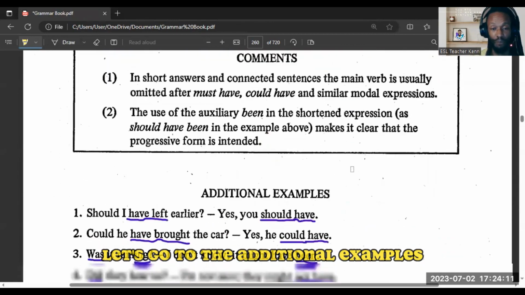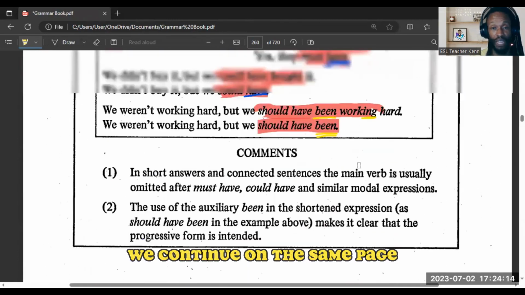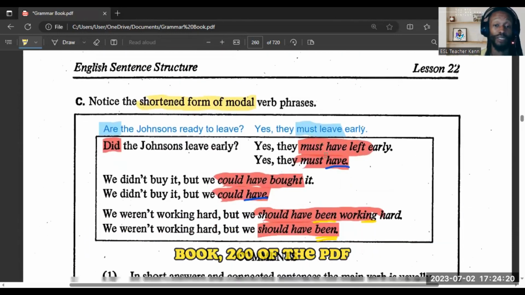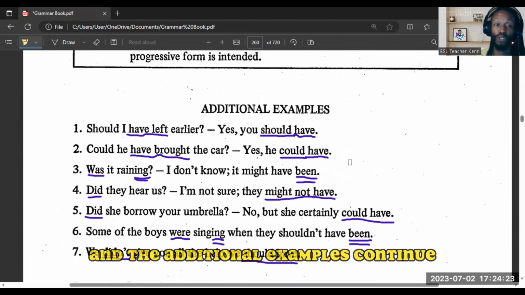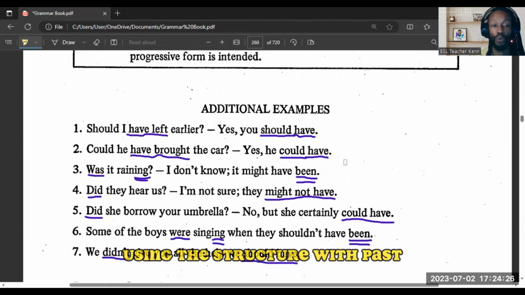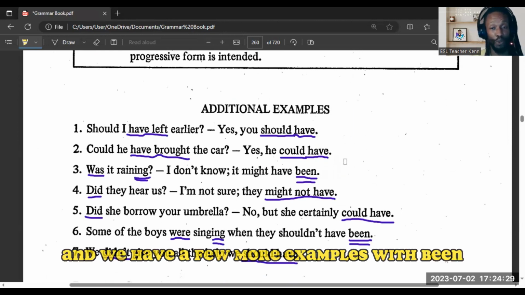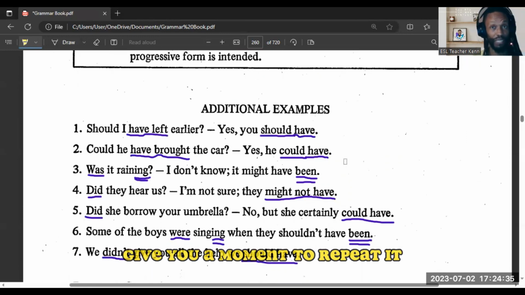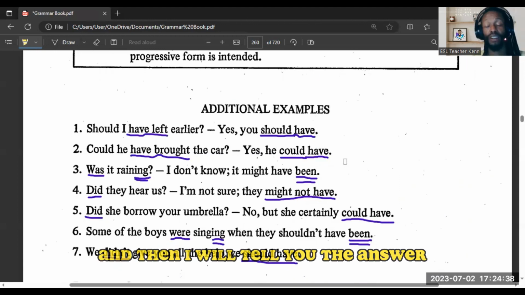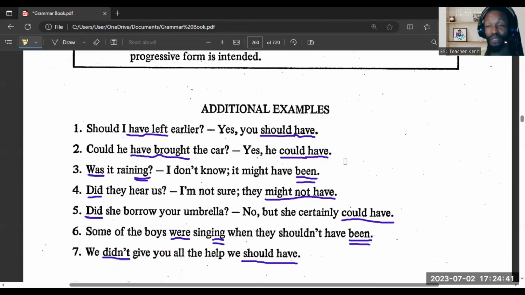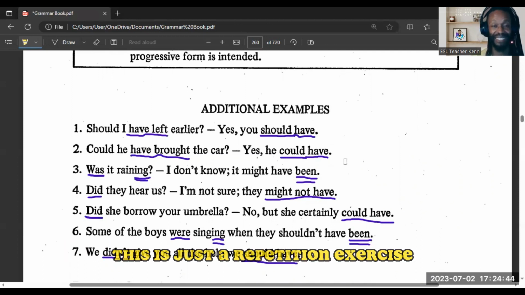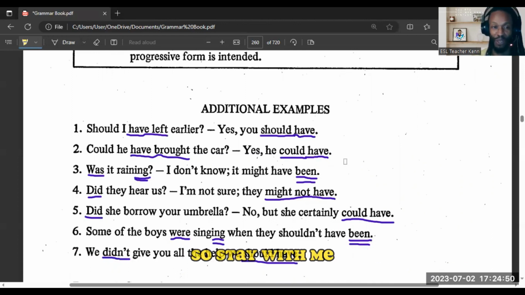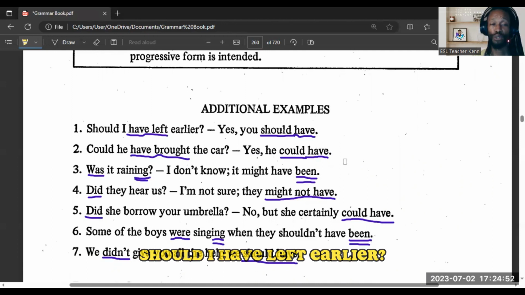Let's go to the additional examples that are right after the box. We continue on the same page. We are on page 247 of the English sentence structure book, 260 of the PDF. And the additional examples continue using the structure with past. And we have a few more examples with been. So I will go ahead and read the question, give you a moment to repeat it, and then I will tell you the answer, and I will give you a moment to repeat it as well. This is not a practice exercise. This is just a repetition exercise. The practice exercise comes right after this, so stay with me. Should I have left earlier?